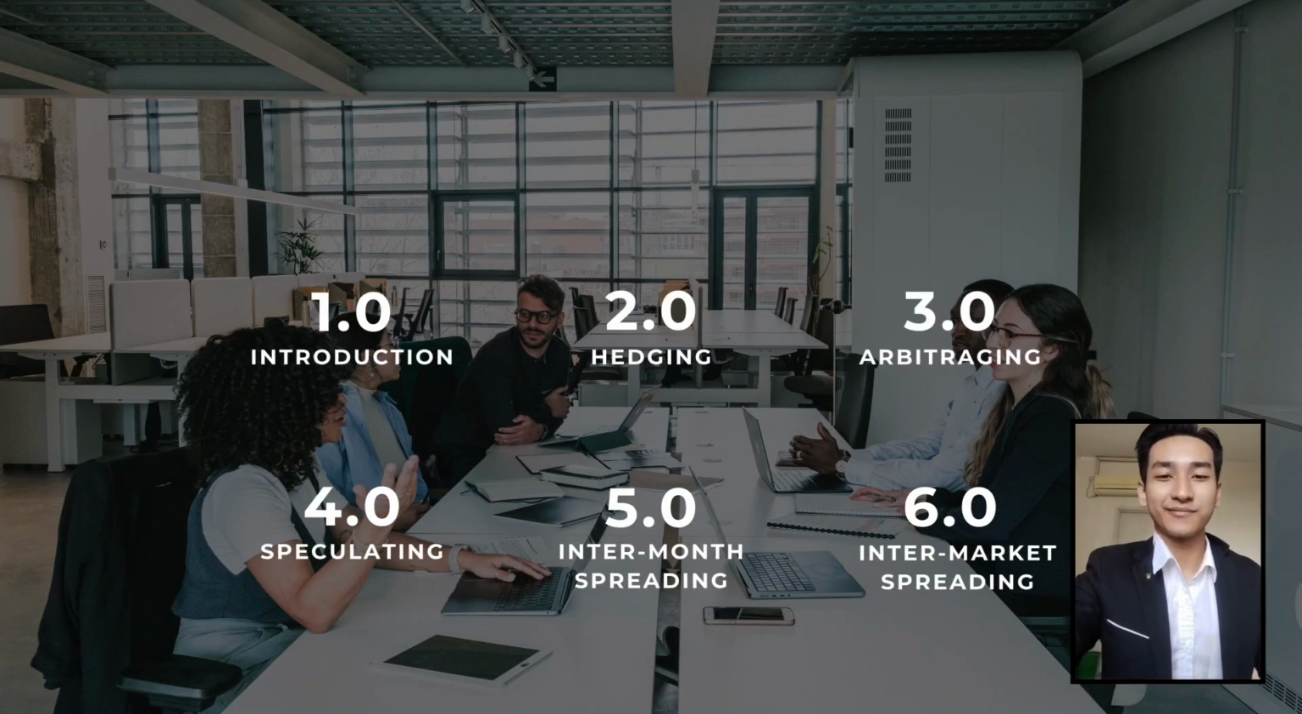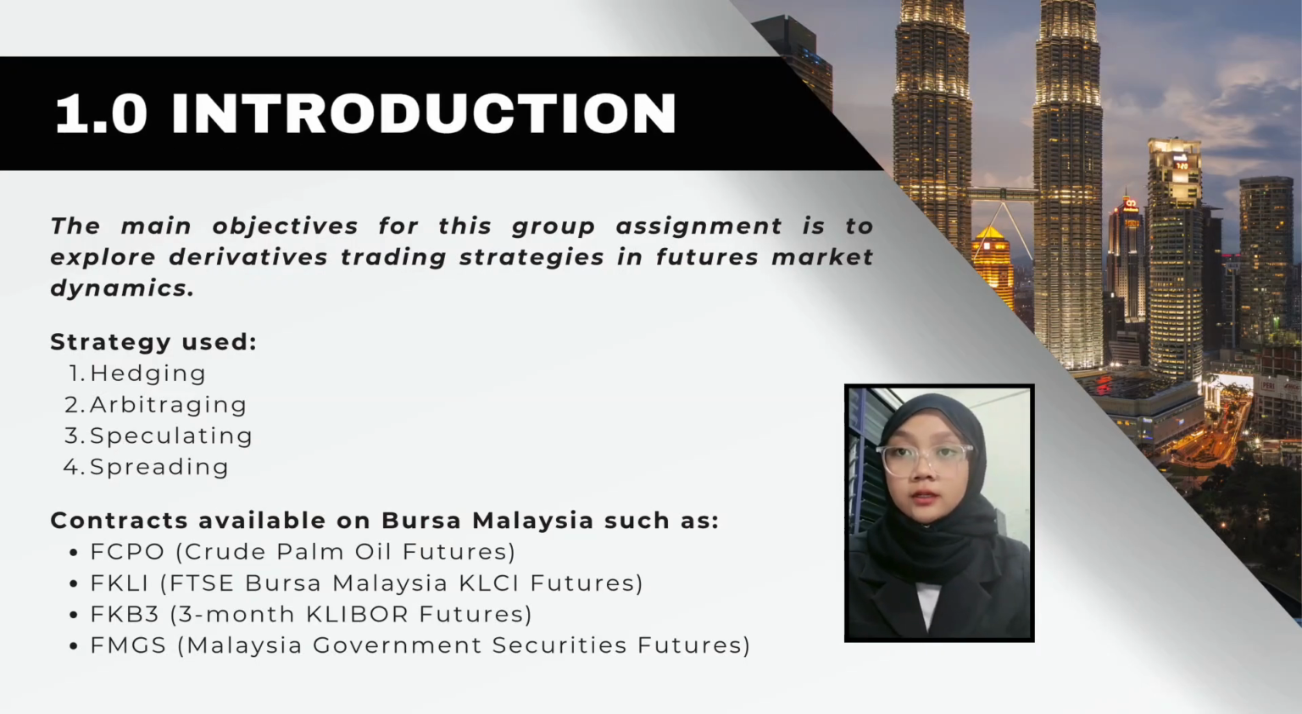Thank you. Hi, my name is Aina Nadira, and for the introduction, our main objective of this presentation video is to explain our calculation about exploring derivative strategies and futures dynamics. We use 4 strategies. First is hedging, second is arbitraging, third is speculating, and last is spreading. We selected contracts on Bursa Malaysia. First is FCPO, second is FKLI, third is FKB3, and the last is FMGS.